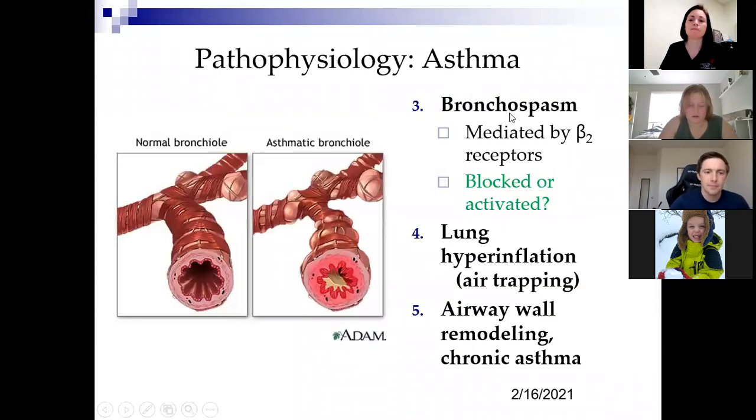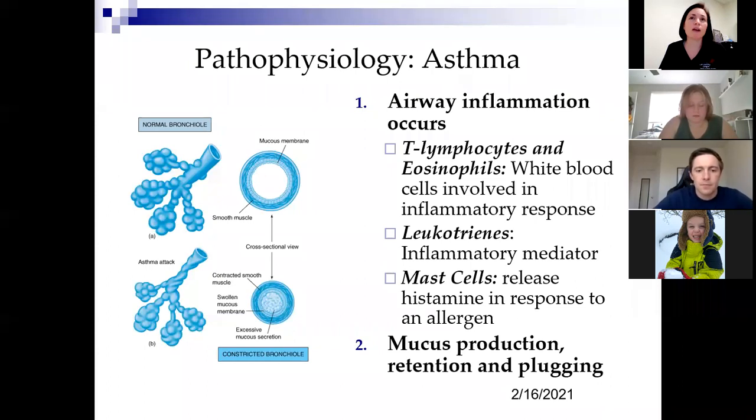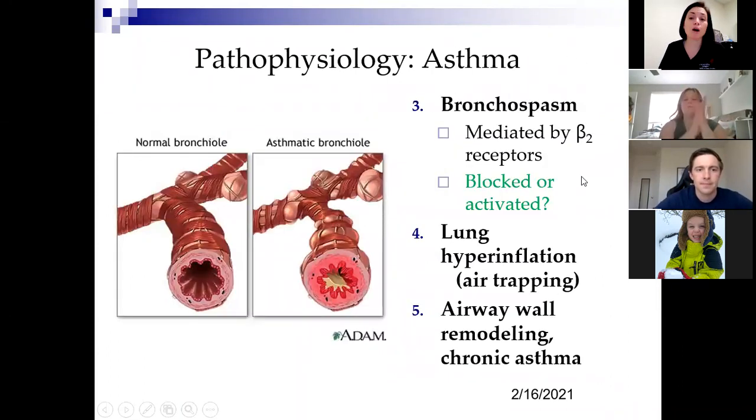Yes, okay. So first we have the narrowing of the airway, airway inflammation, mucus production, bronchospasms, and then lung hyperinflation or air trapping. Air gets trapped down in the alveoli and can't get back out again, and then you can't get fresh oxygen in to replace it. So that's what the air trapping is.